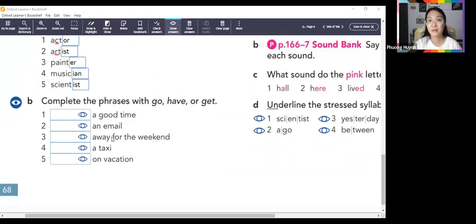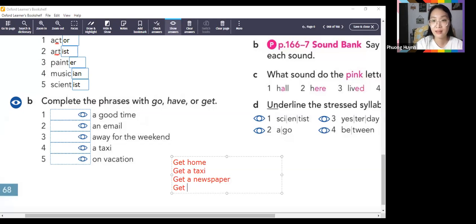Rồi, tiếp theo thì mình sẽ điền động từ go, get và have. Bữa trước cô có nói bạn ha, chữ go, get và have nó có thể đi với nhiều danh từ khác nhau. Đặc biệt là chữ get này nè, nó có nhiều nghĩa bạn. Vậy mình nhắc lại ha. Mình có những từ sau đây ví dụ như get home, get a taxi, get a newspaper, get an email. Rồi cũng là chữ get nhưng mấy cái từ này có nghĩa khác nhau.